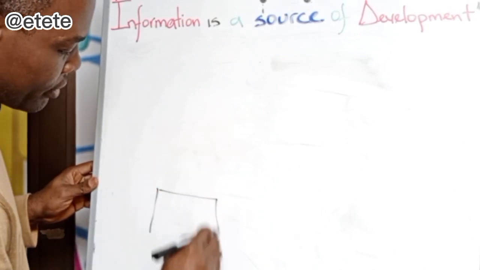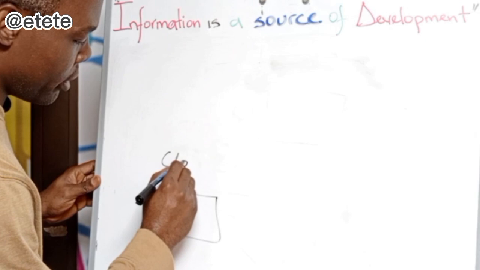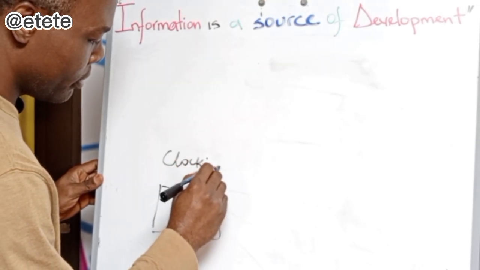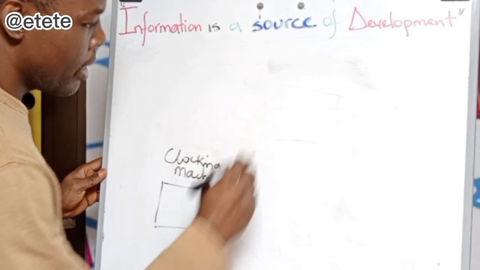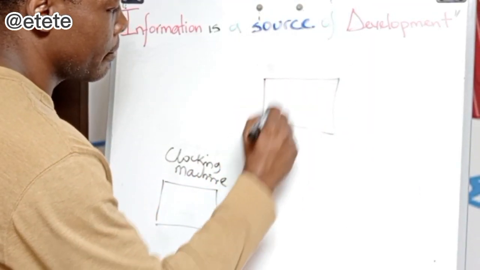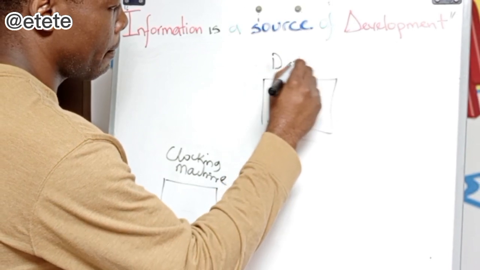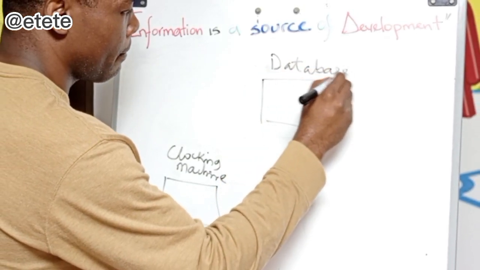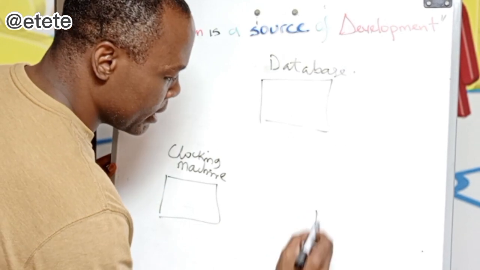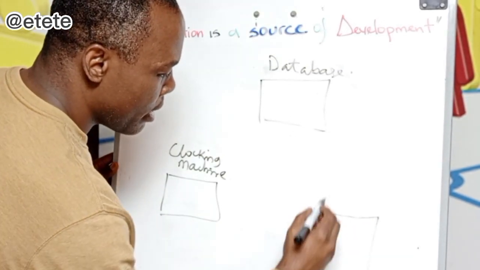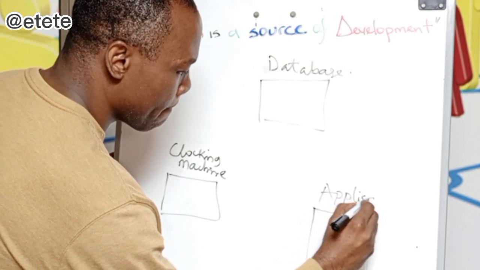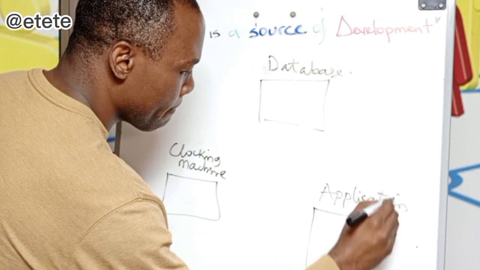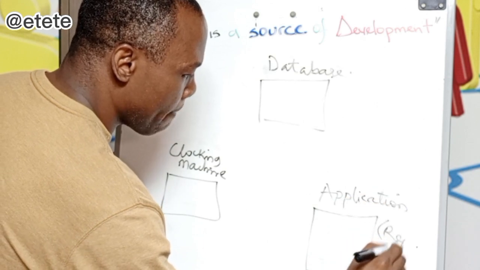Now, assuming that this is an attendance machine, so we call it clocking machine. Then this is the database. And then this is an application that will give you the report.